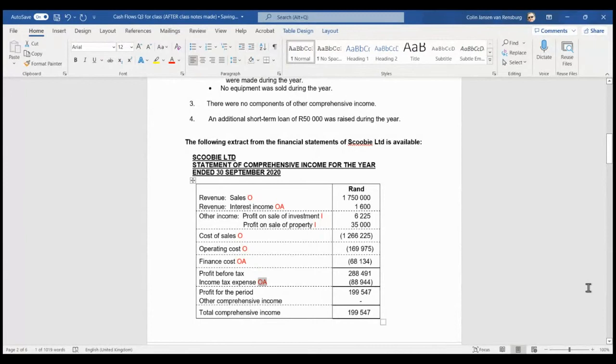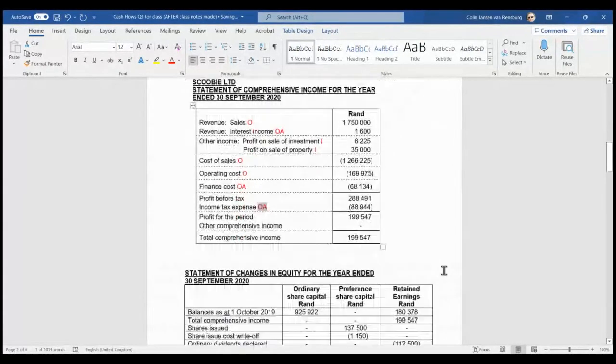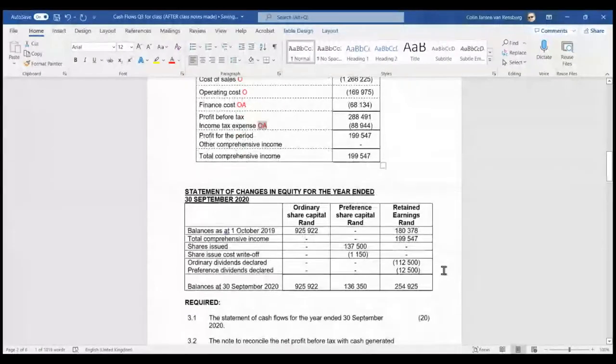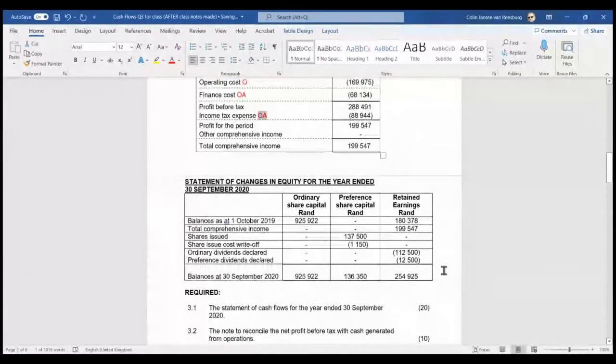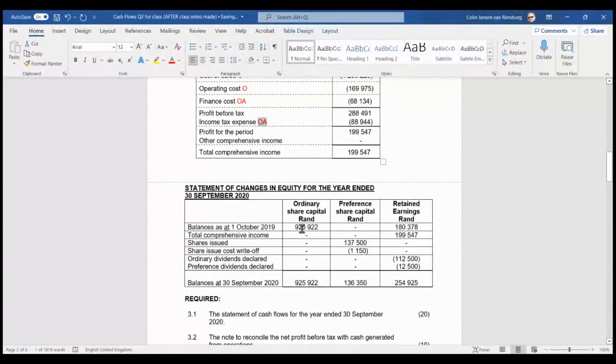We have no other comprehensive income. And then we've got a total comprehensive income, which is again just a subtotal. Okay, so we are done with our statement of comprehensive income. We've analyzed that. So let us now proceed to our statement of changes in equity. The first line item is just the opening balance. The last item, the closing balances. And then we've got our movements in between.